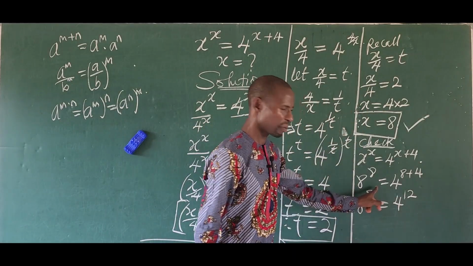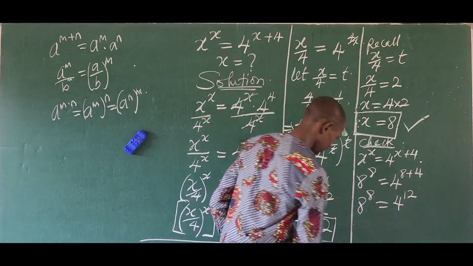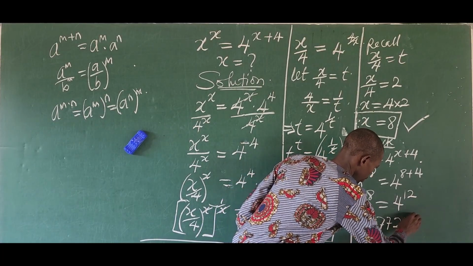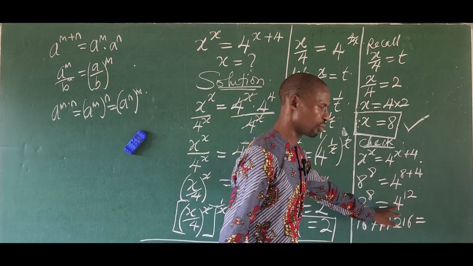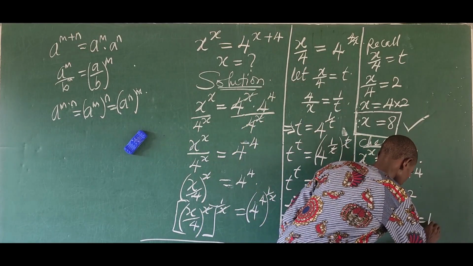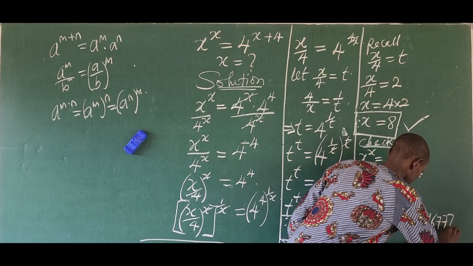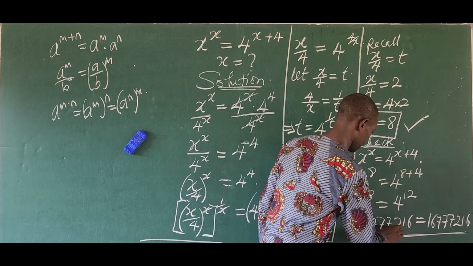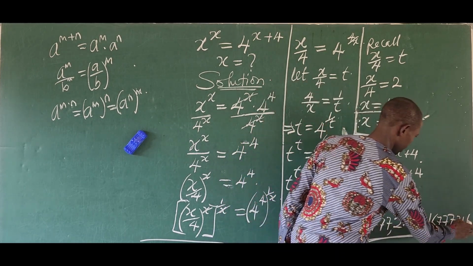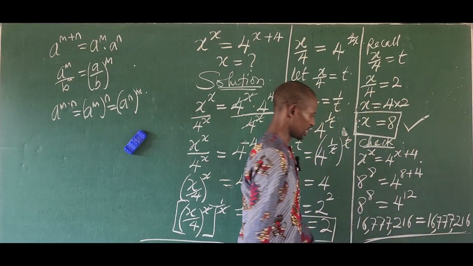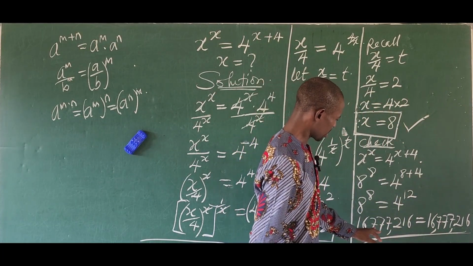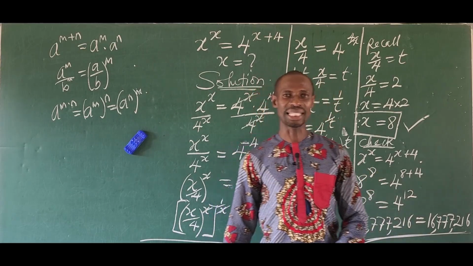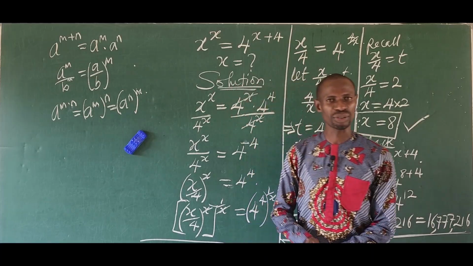If you compute 8 to the power of 8, what will that give you? This is going to give you 16,777,216. And if you compute 4 to the power of 12, this will also give you 16,777,216. It's a large figure. And so this shows that the answer we solved for, which is x equal to 8, actually satisfies the original equation.